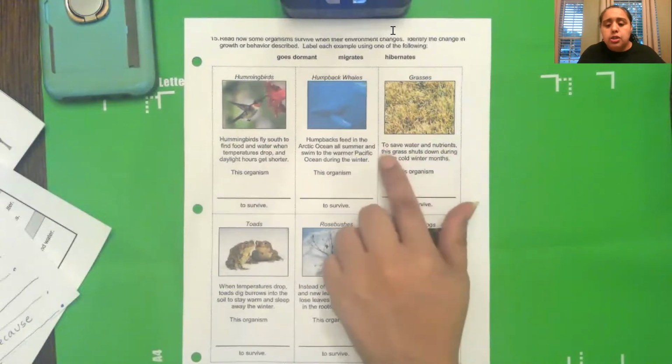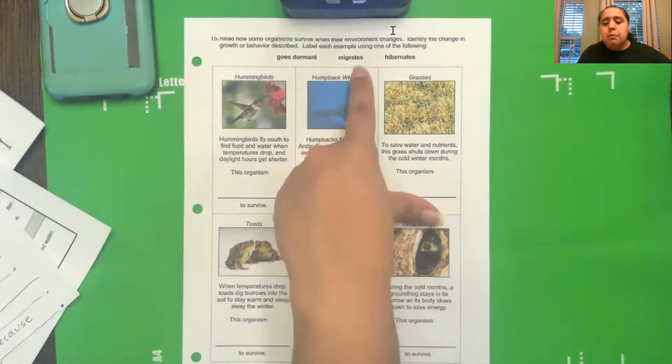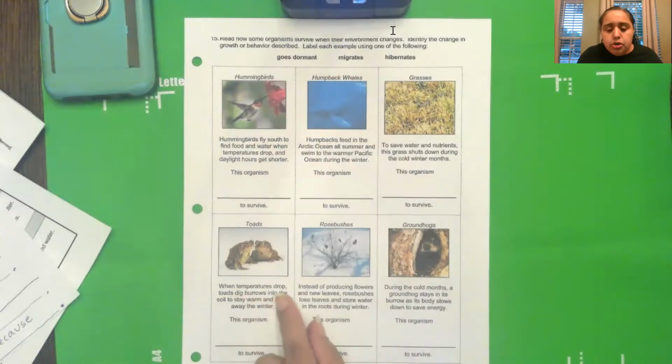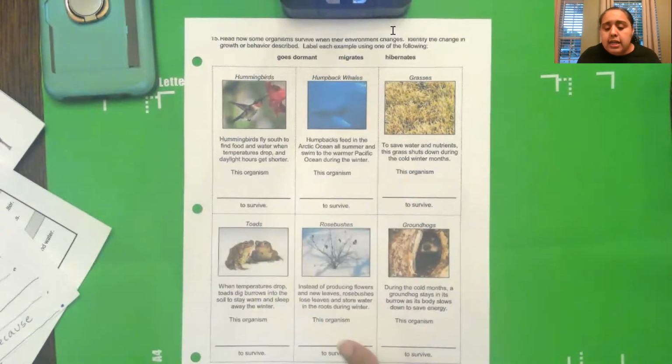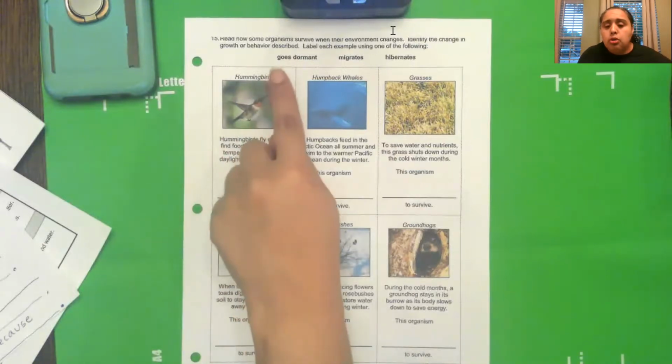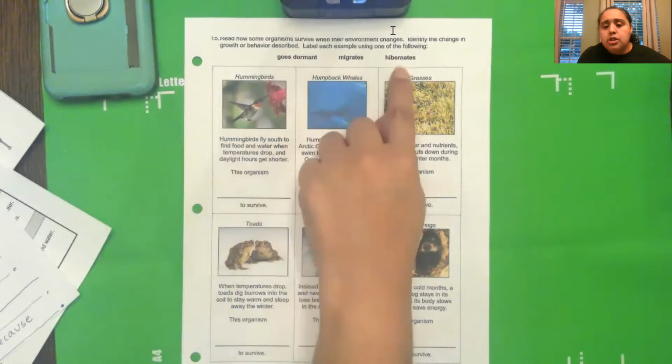Grasses. To save water and nutrients, this grass shuts down during the cold winter months. This organism goes dormant, migrates, or hibernates. When the temperature drops, toads dig burrows into the soil to stay warm and sleep away the winter. This organism goes dormant, migrates, or hibernates. Write the word in the line. Instead of producing flowers and new leaves, rose bushes lose leaves and store water in the roots during the winter. This organism goes dormant, migrates, or hibernates. During the cold months, a groundhog stays in its burrow and its body slows down to save energy. This organism goes dormant, migrates, or hibernates.